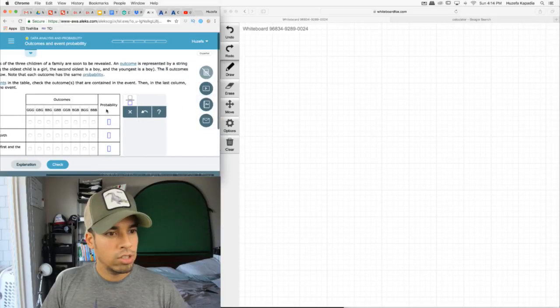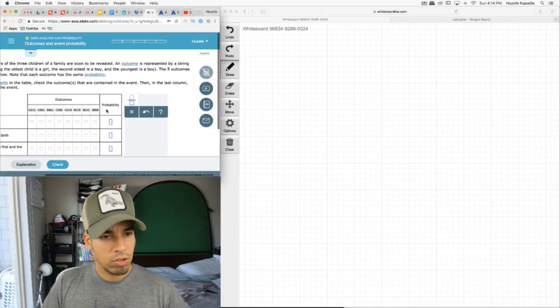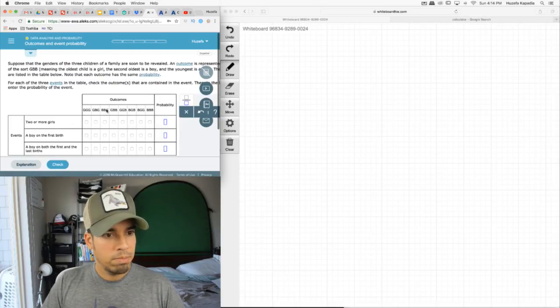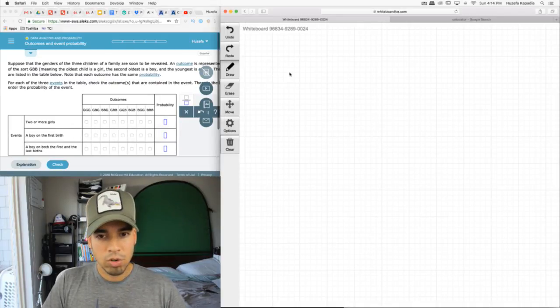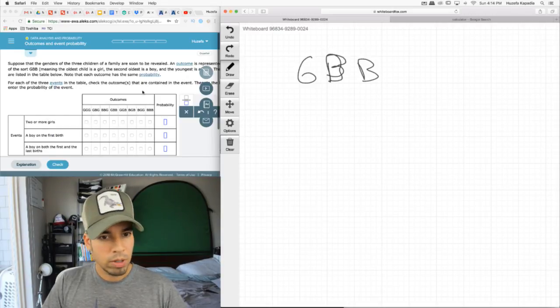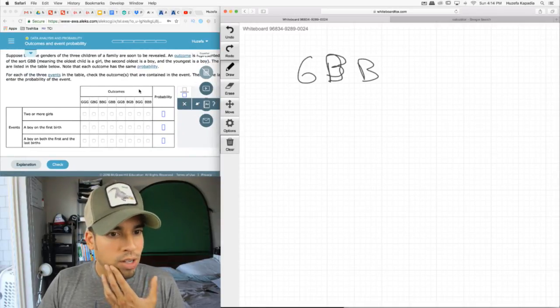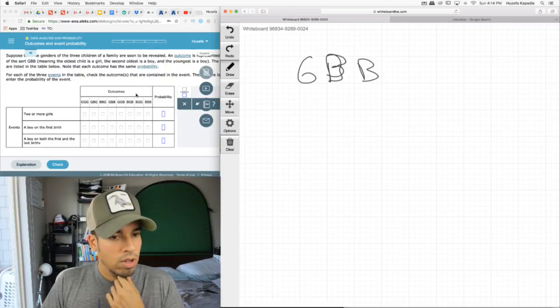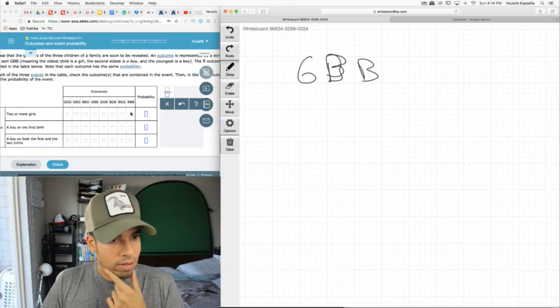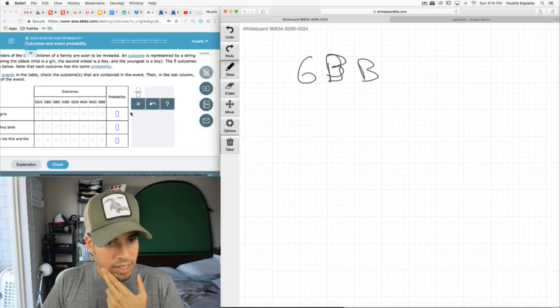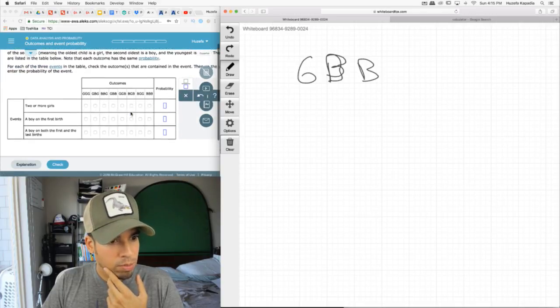Next, suppose that the genders of the 3 children of a family are soon to be revealed. An outcome is represented by a string of the sort GBB, meaning the oldest child is a girl, second oldest is a boy, youngest is a boy, right? Girl, boy, boy. The 8 outcomes are listed in the table below. Note that each outcome has the same probability. For each of the 3 events in the table, check the outcomes that are contained in the event, then in the last column, enter the probability.